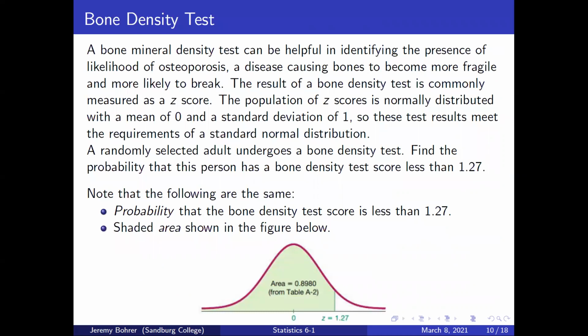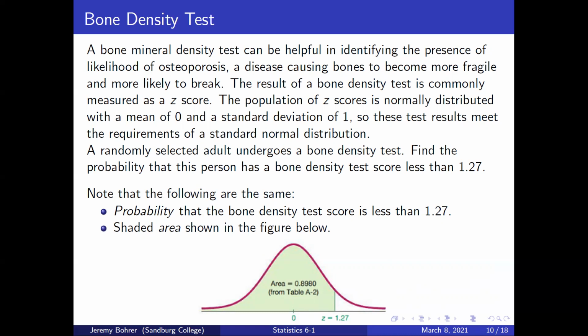A bone mineral density test can be helpful in identifying the likelihood of osteoporosis, a disease causing bones to become more fragile and more likely to break. The result of a bone density test is commonly measured as a z-score. The population of z-scores is normally distributed with a mean of 0 and a standard deviation of 1. So these test results meet the requirements of a standard normal distribution. A randomly selected adult undergoes a bone density test. Find the probability that this person has a bone density test score less than 1.27.